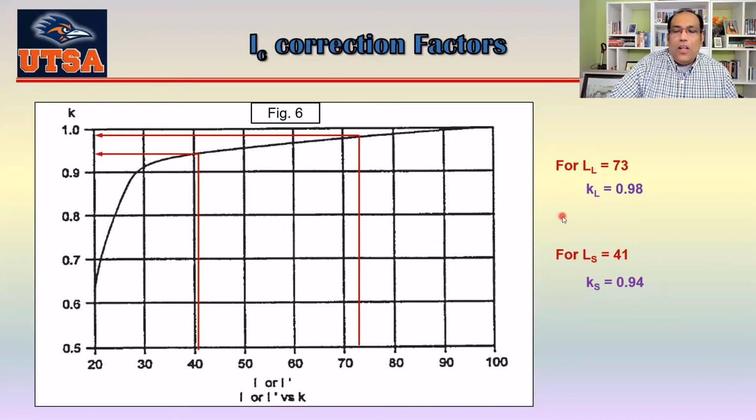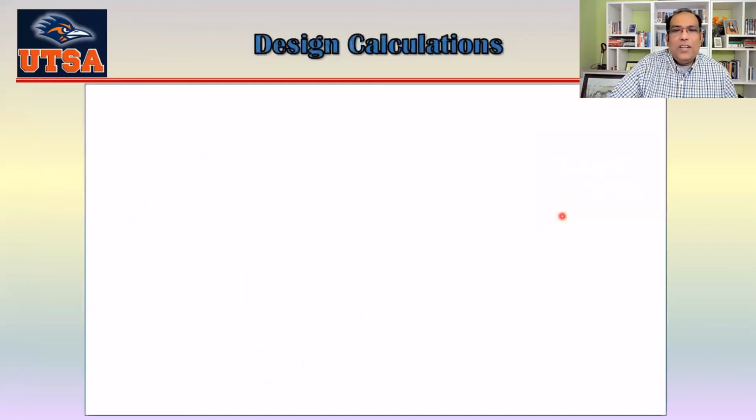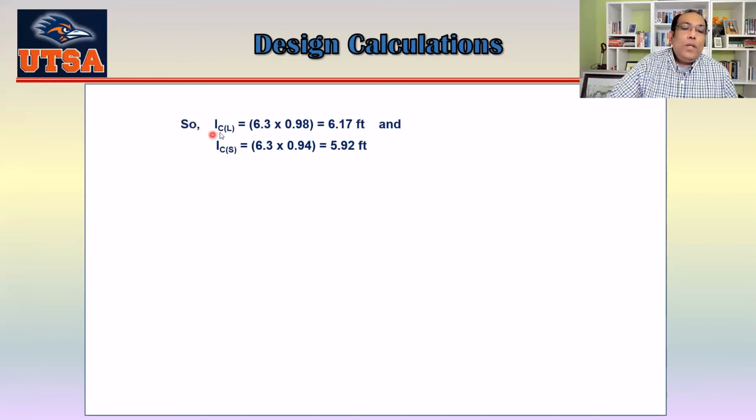Once we get my KL and KS, then I can find out my LC in the longer direction and in the short direction. Here you can see I got that. My LC was 6.3, and because of the adjustment I'm multiplying it with that K. So in the long direction, my LC would be 6.17 feet, and in the short direction, that would be 5.92. Once again, LC means that overhanging portion, which will be hanging when the soil shrinks.